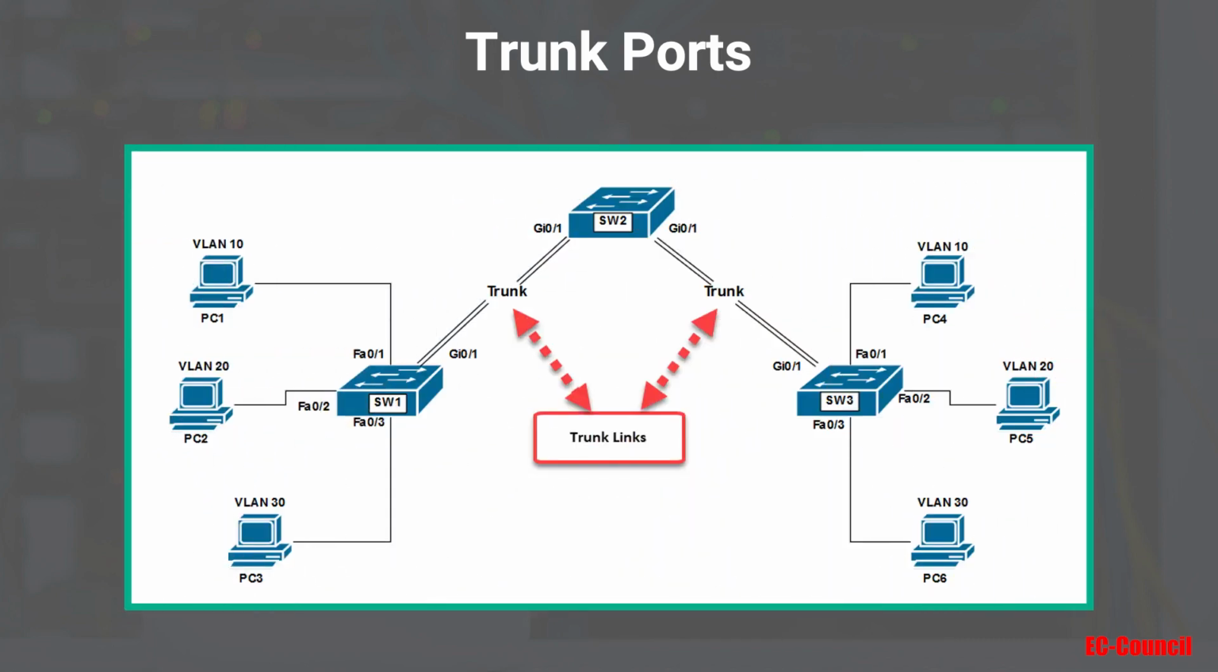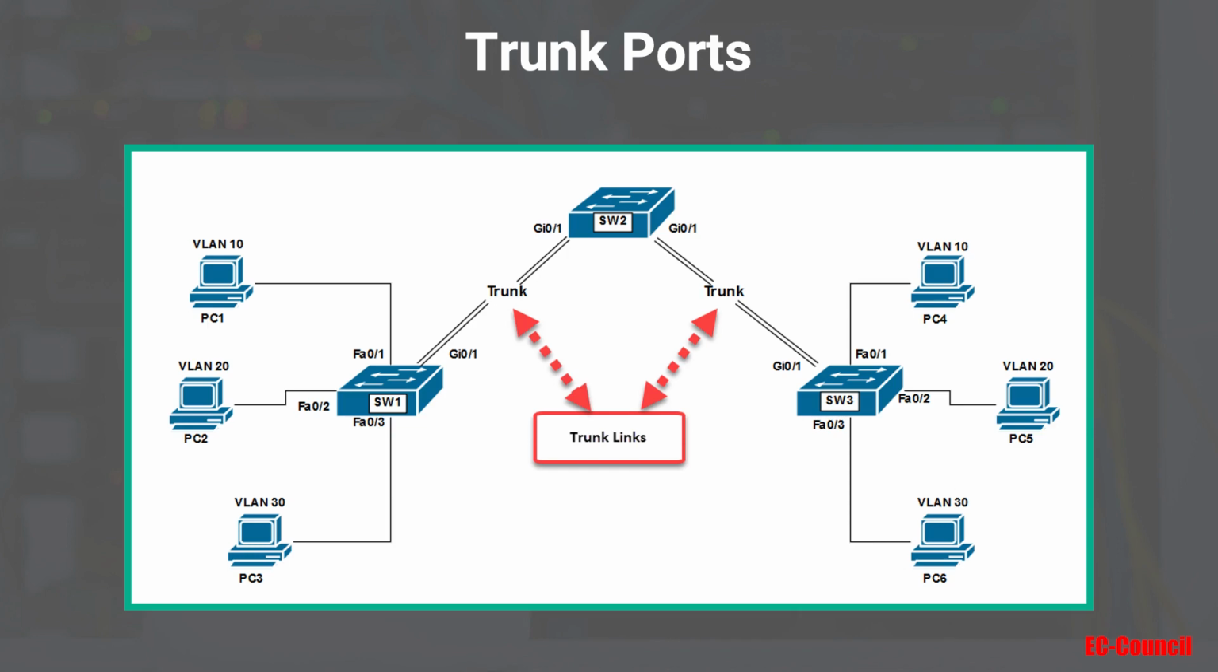This diagram looks a bit similar to our previous lab. We have a couple of devices, and we can see PC1 belongs to VLAN 10, PC2 to VLAN 20, PC3 to VLAN 30. On this side, PC4 belongs to VLAN 10, PC5 to VLAN 20, PC6 to VLAN 30. Now, one of the things that we did is that we created the VLANs on each of these switches. However, if PC1 wants to speak to PC4, it will need to go across this link to the middle switch. Then from the middle switch, it will go down to this switch across here.